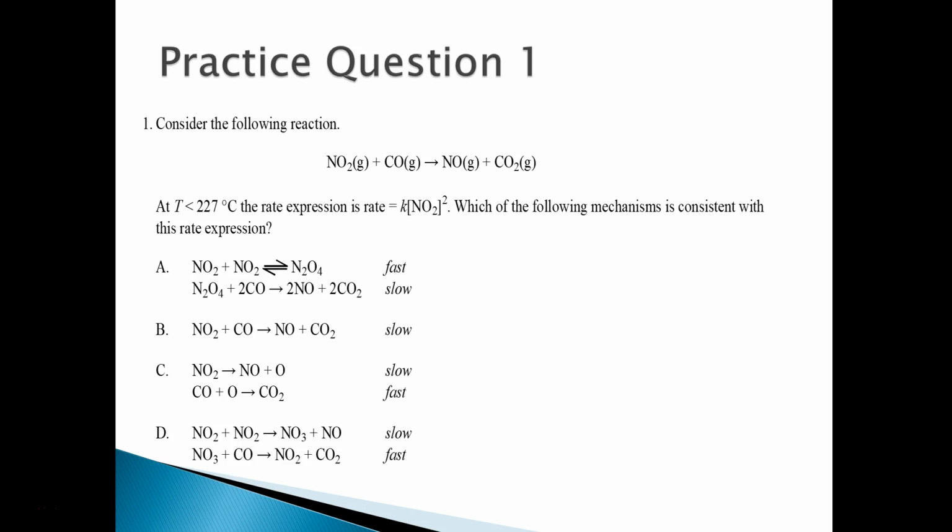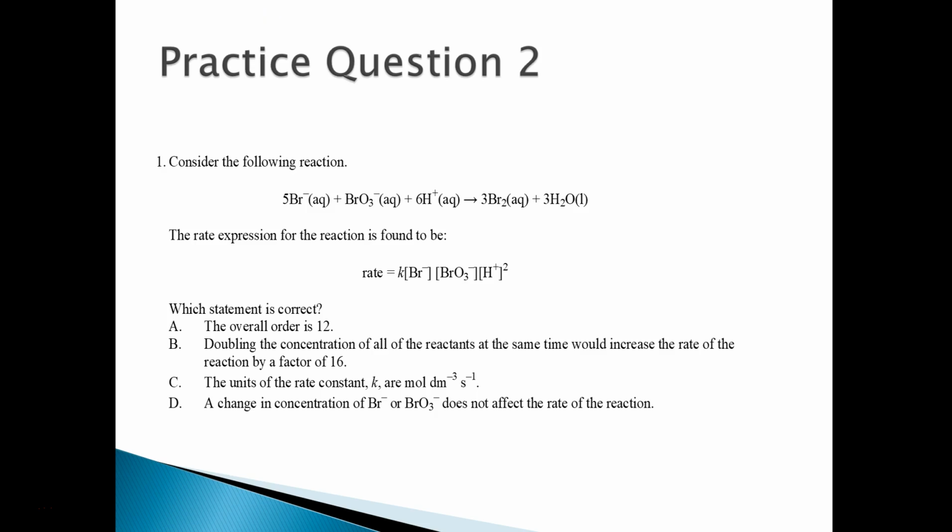The same thing applies to choice B, so we know that is not true. In choice C, we have only NO2 in the rate determining step, but there's only 1 mole of it, so that is not consistent with that rate law. And choice D has only 2 moles of NO2 in the rate determining step, and so choice D is consistent with our rate law.